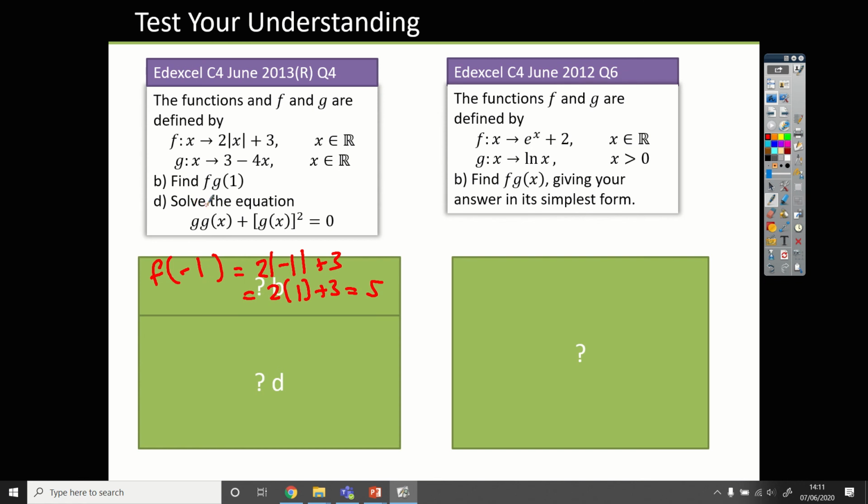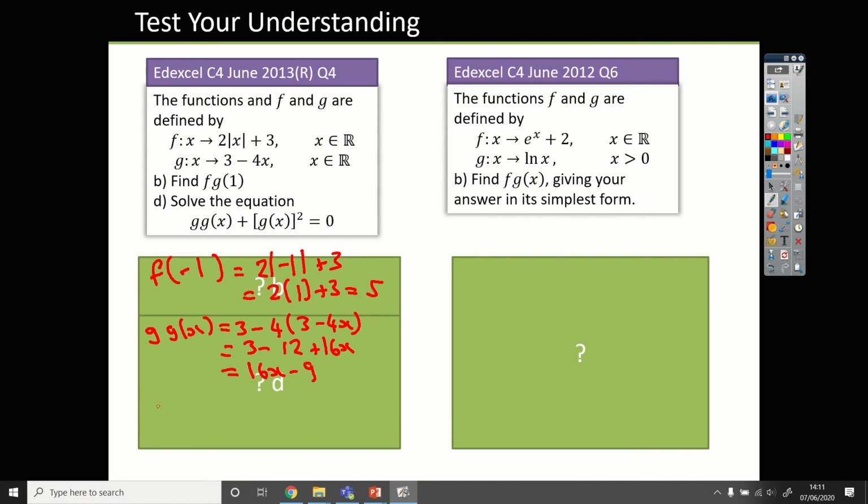Solve the equation g of x plus g of x squared is 0. Notice that these two things aren't actually the same. This is repeated composition, and this is actually squaring the output, which isn't the same. So let's do g of g of x first. That's 3 minus 4, and then instead of x, I've got all of g again as well. So 3 minus 4x. What's that? 3 minus 12, plus 16x, which is 16x minus 9.